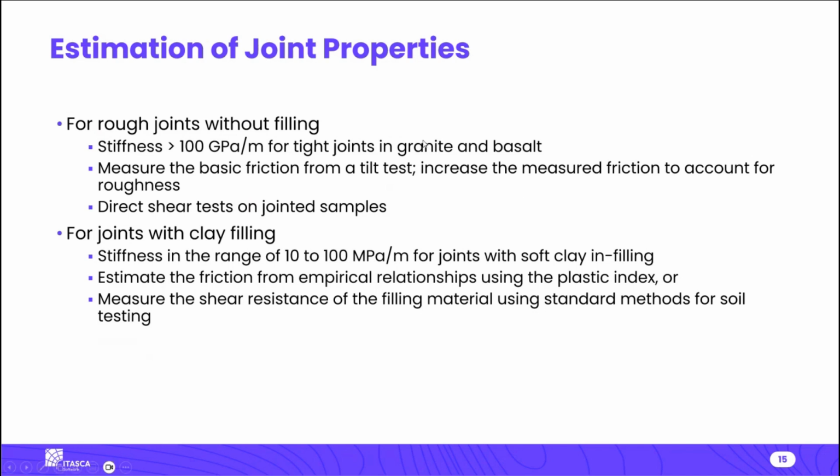Imagine if you had something like a granite or a basalt. There's no alteration. There's no filling in the joint. It's just a very clean joint and a very stiff rock. The stiffness for the joints is actually quite high. It can be as much as 100 gigapascals per meter, possibly even more. Now imagine a situation where maybe you have some sort of weathering or alteration or some clay filling. You can have joints with stiffness that are significantly less than that. And here they're recommending 10 to 100 megapascals per meter.